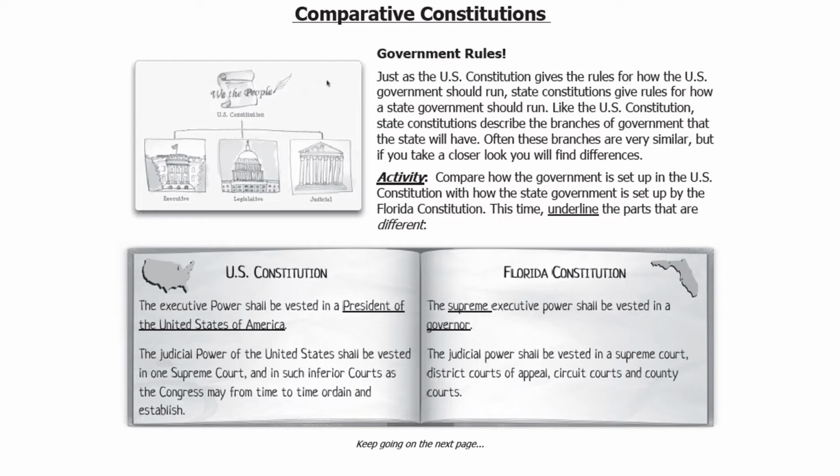The judicial power of the United States shall be vested in one Supreme Court and in such inferior courts as the Congress may from time to time ordain and establish. The judicial power shall be vested in a Supreme Court, district courts of appeal, and circuit courts and county courts. If we look here, we are pretty much the same up until the Supreme Court, but then I see such inferior courts as Congress may create. Well, this instead lays out which courts are created. That's going to be our difference between the Florida and the United States Constitution.